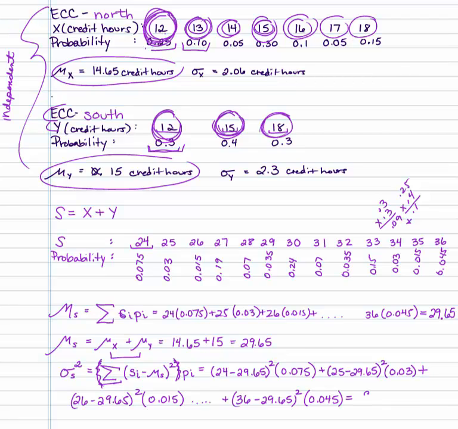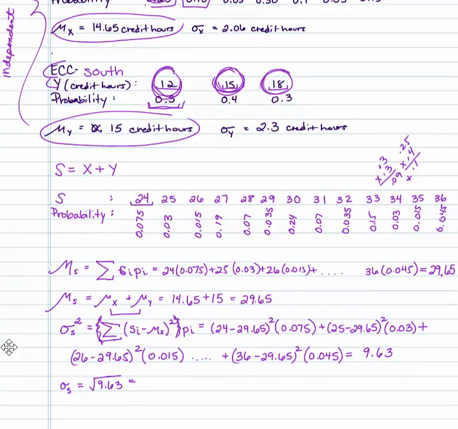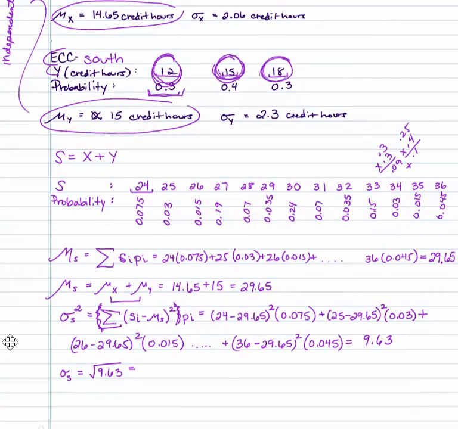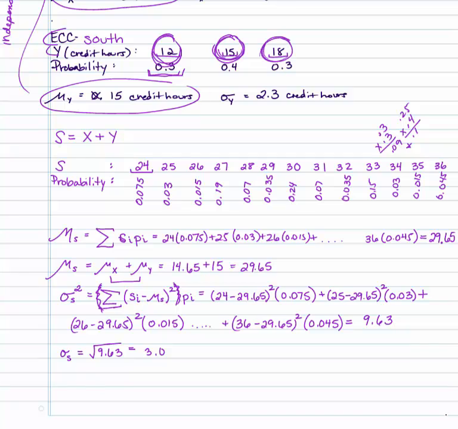I'm getting about 9.63, which would mean that my standard deviation would be the square root of 9.63, or about 3.10322. Now, a shortcut to something like this would be, if you look at my standard deviations up here, that isn't going to help me get to it.